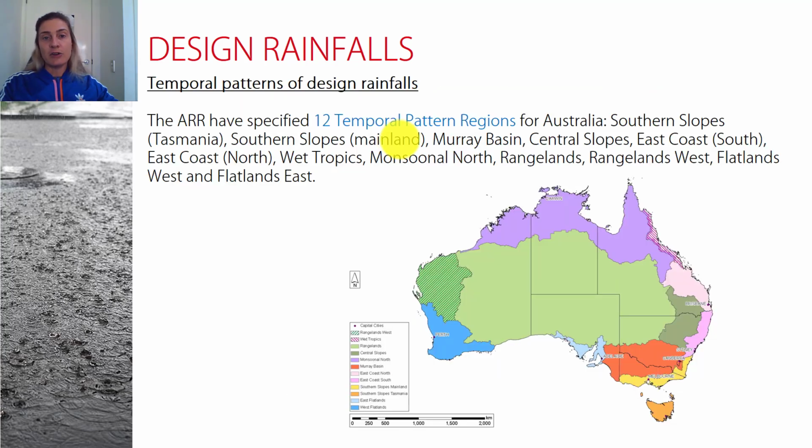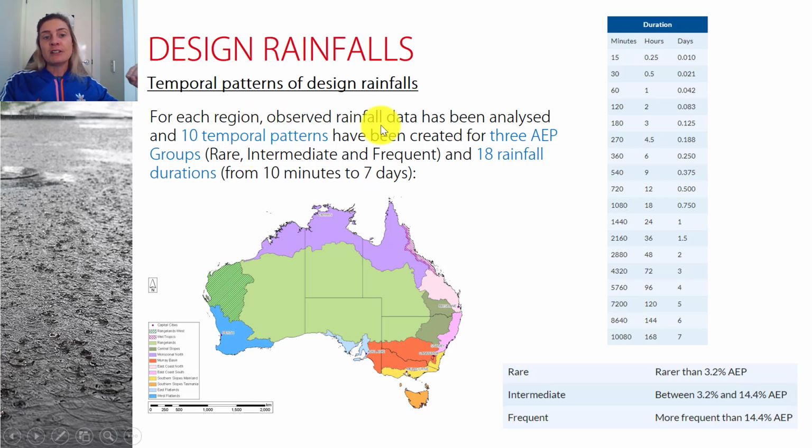Australian Rainfall and Runoff has specified 12 temporal pattern regions for Australia. Here we have the list of the regions, as well as a map showing these regions. For each region, observed rainfall data has been analyzed and 10 temporal patterns have been created for 3 AEP groups: rare, intermediate and frequent design rainfalls, using 18 rainfall durations ranging from, actually this is incorrect, from 10 minutes to 10,080 minutes, which is 7 days.